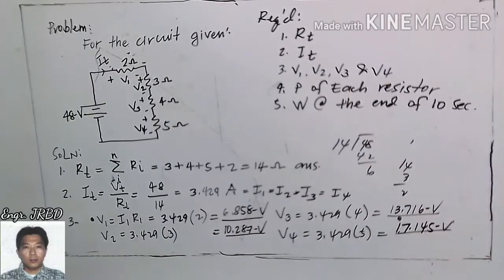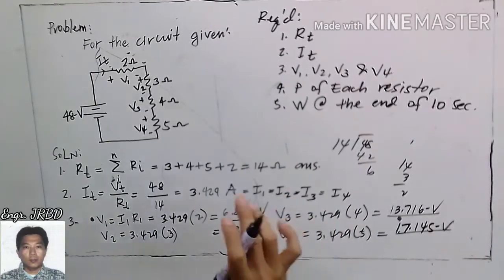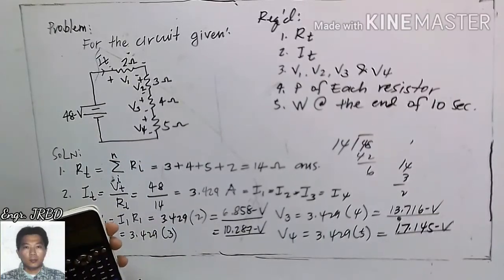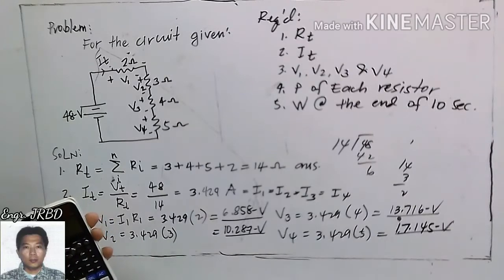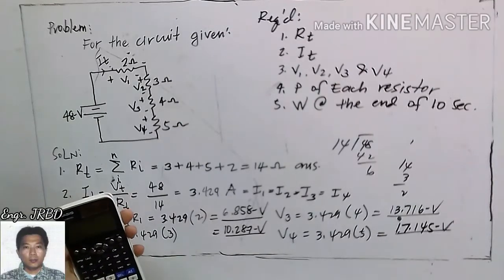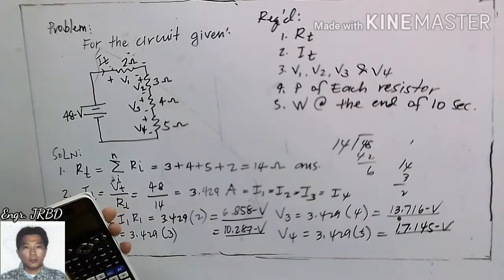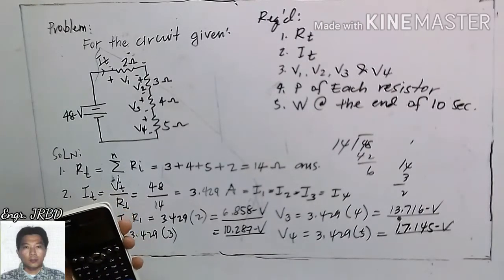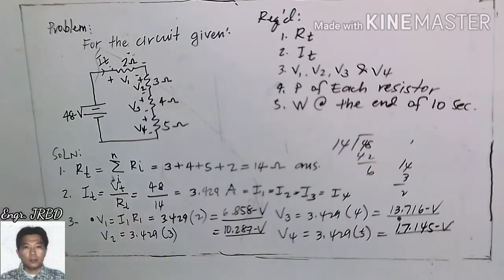If you will try to check the properties of series connections against this, all you have to do is to sum up your V sub 1 plus V sub 2 plus V sub 3 plus V sub 4 and see to it that it should be approximately equivalent to 48 volts. 6.858 plus 10.287 plus 13.716 plus 17.145. Approximately that is 48.006 volts. Okay?